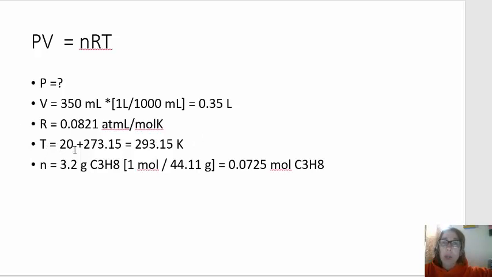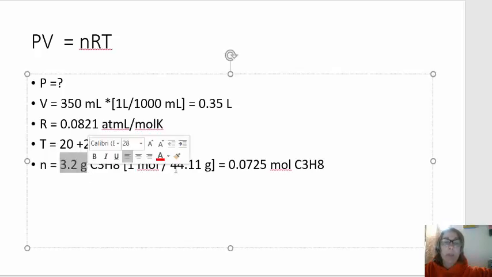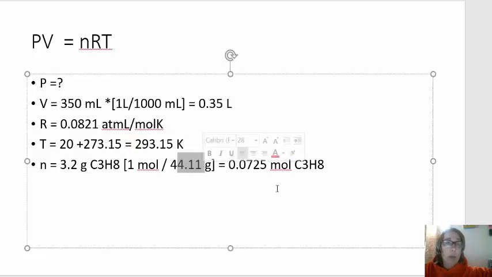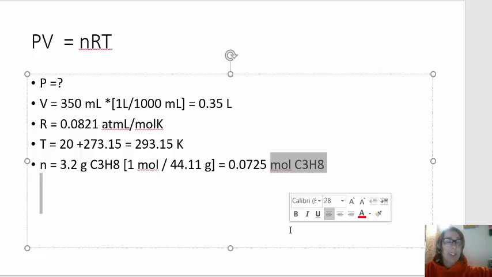So to get Kelvin, we add 273.15 to the temperature in Celsius. And to convert to moles from mass, we're not given moles, we're just given mass, but we can always convert to moles from mass by dividing by the molar mass. So we're not told the molar mass of C3H8, but we are given the chemical formula, and so we can calculate the molar mass, and we divide 3.2 grams by its molar mass, 44.11 grams per mole, to get 0.0725 moles.